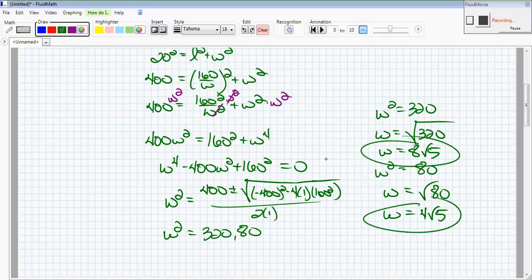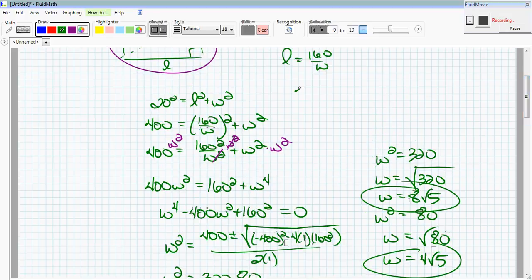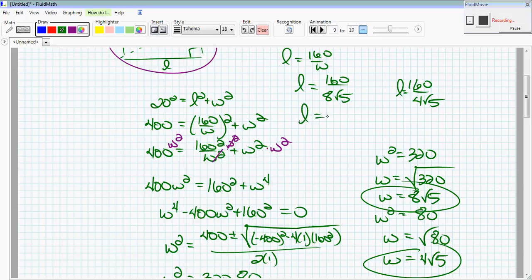Once we have these two widths, you can plug in and find the corresponding length depending on which of these you use. And it should work out such that length equals 160 divided by 8 root 5 and length equals 160 divided by 4 root 5. In this case, 160 divided by 8 is 20 over root 5. So we end up with 20 root 5 over 5. So the length is 4 root 5, which we have here.